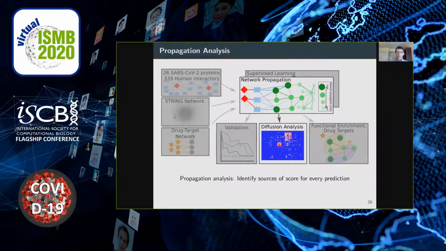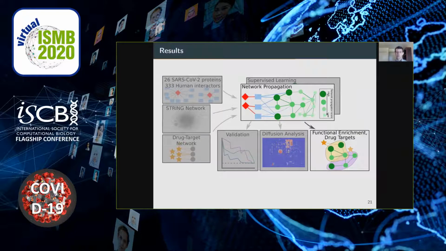Next, to ensure we could trace the evidence for every prediction, we analyzed the propagation process to trace how much each human interactor of the virus contributed to the prediction score. I'll have to skip this today due to time, but those results are in our preprint, which I'll give a link to at the end.